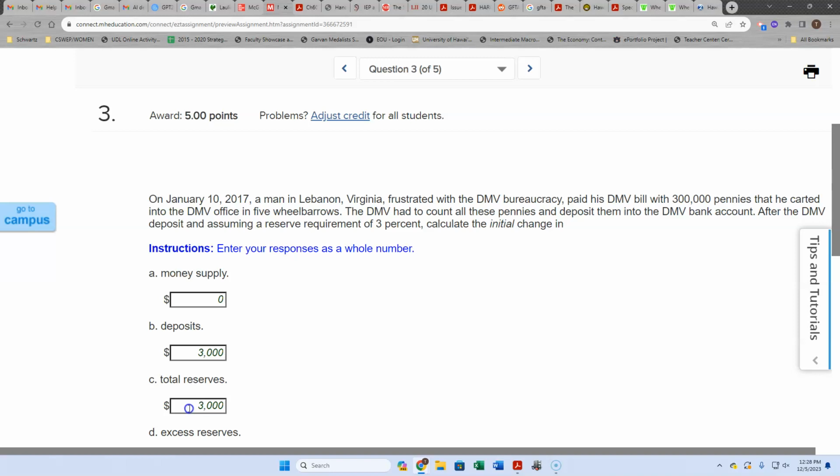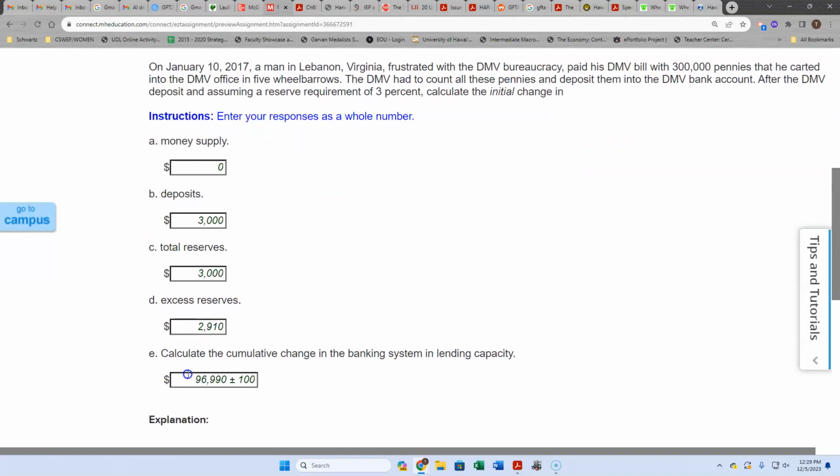The total reserves initially would increase by the $3,000 because you'd have both sides of the balance sheet equaling out. But then total reserves are split into excess reserves and required reserves. Required reserves would be 3% of the 3,000, which would just be $90. Which would then mean that the excess reserves is 3,000 minus $90, which is 2,910.